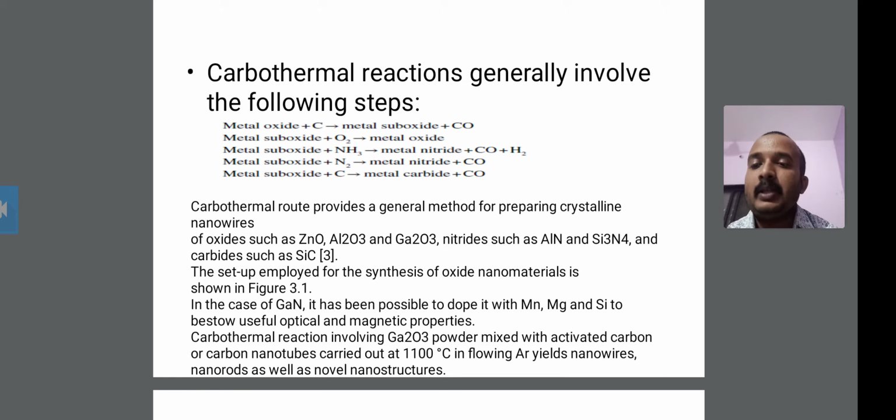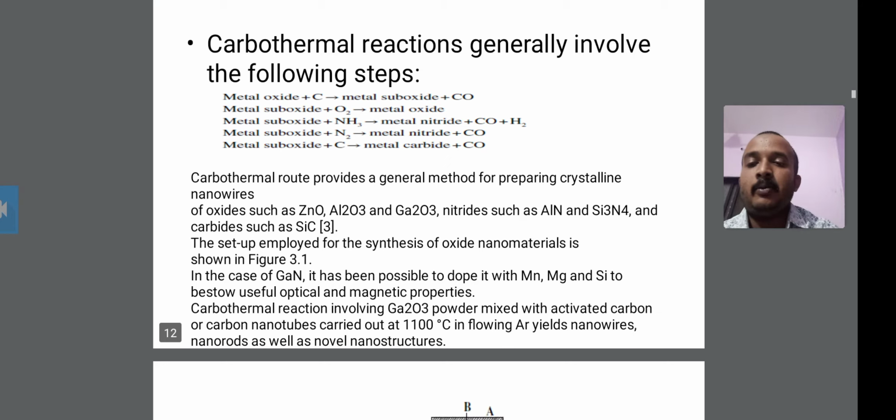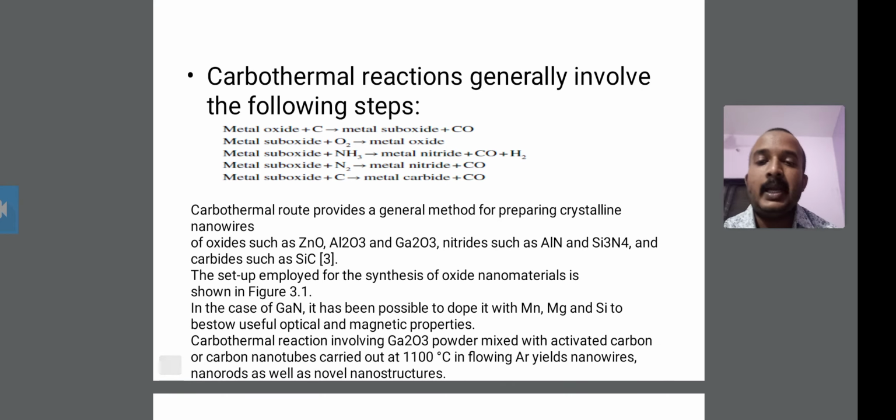Then the carbothermal reaction involves Ga2O3 powder mixed with activated carbon or carbon nanotubes, carried out at 1100 degrees Celsius in flowing ammonia, which yields nanowires as well as novel structures.